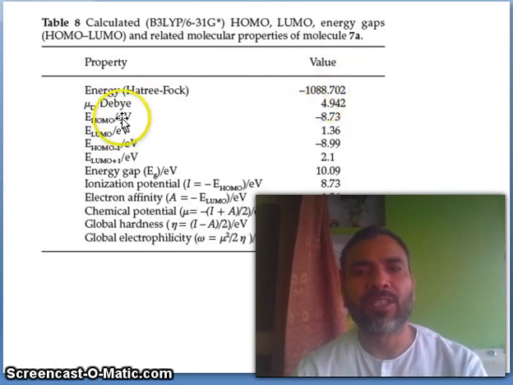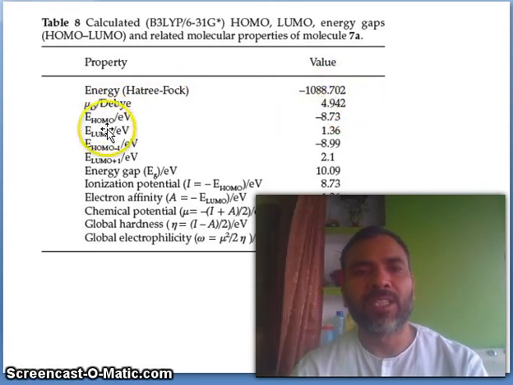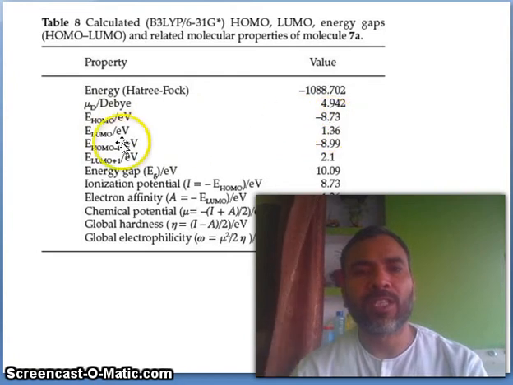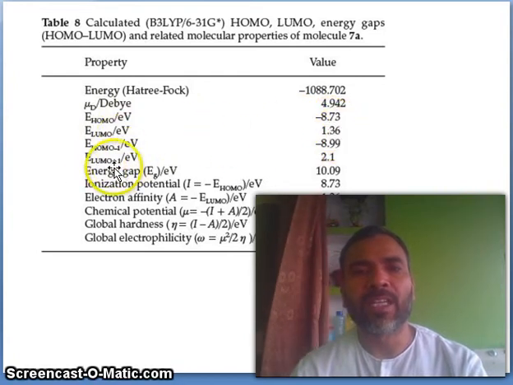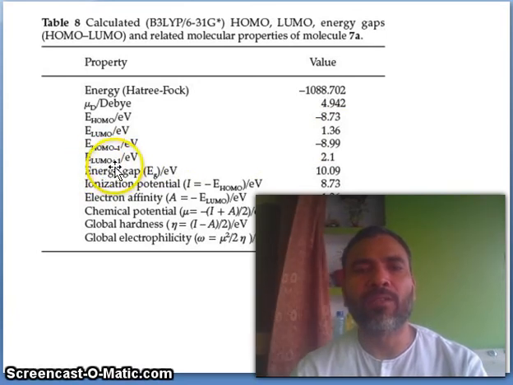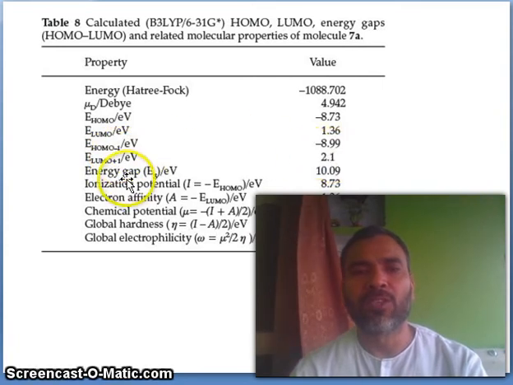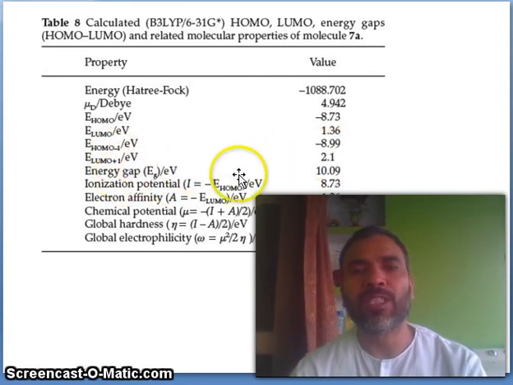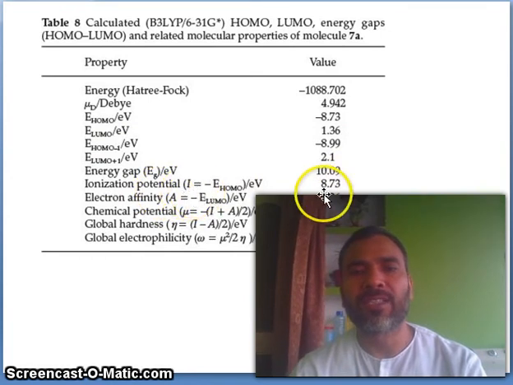You see, Debye dipole moment, this E HUMO in electron volt, E LUMO in electron volt. Now E HOMO minus 1, LUMO plus 1. This is what people most of the time do wrong. LUMO is always plus and HOMO minus 1. You can see, the energy gap between HOMO-LUMO in electron volt is this, and the ionization potential I is just 8.73 here.